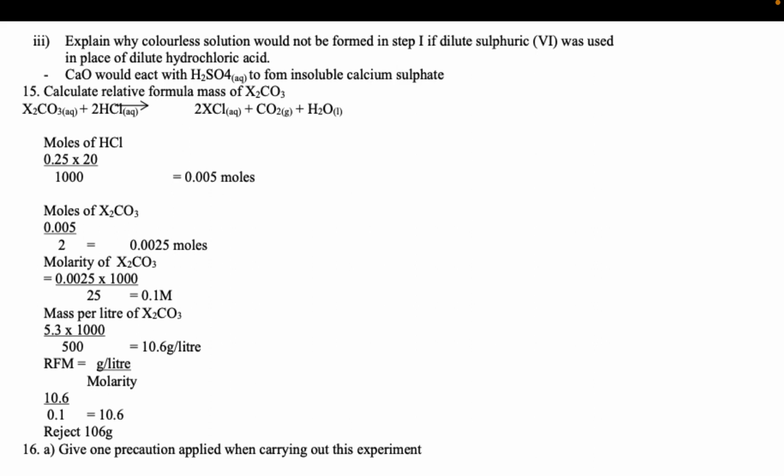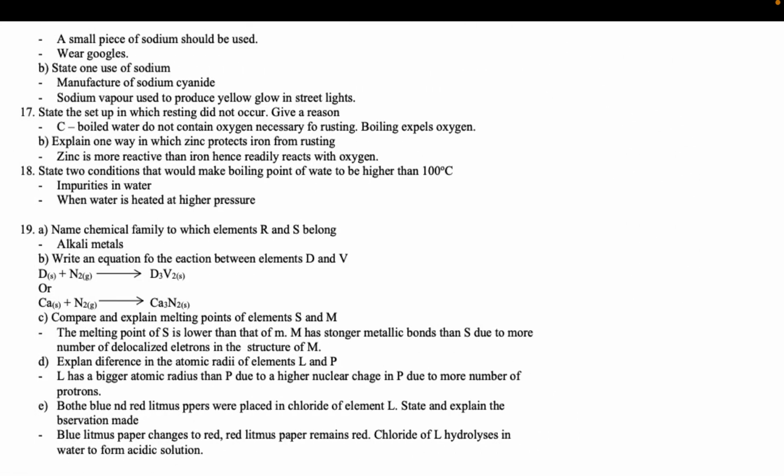Calculate the relative formula mass of X2CO3. A. Give one precaution applied when carrying out this experiment. A small piece of sodium should be used. Wear goggles. B. State one use of sodium. Manufacture of sodium cyanide. Sodium vapor used to produce yellow glow in street lights.